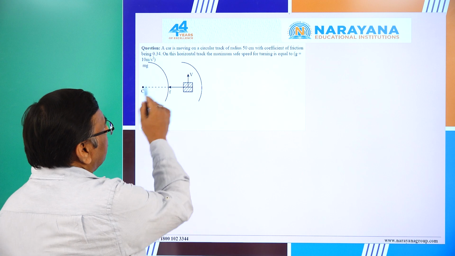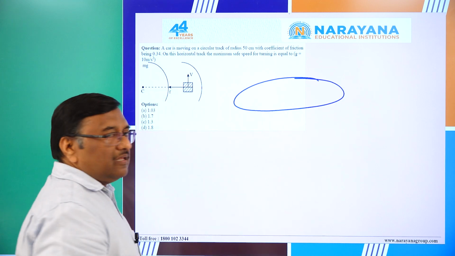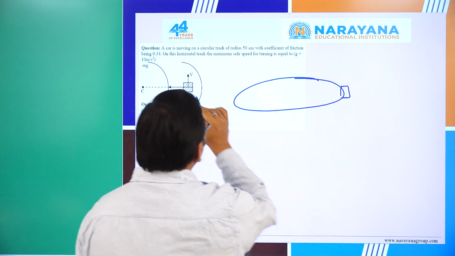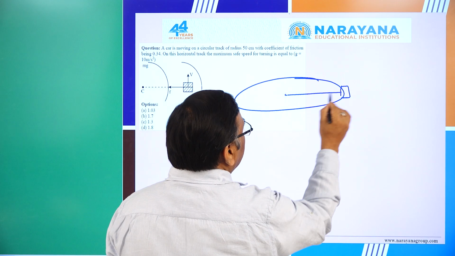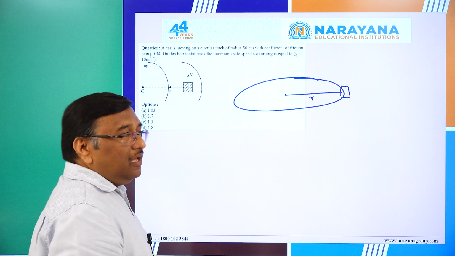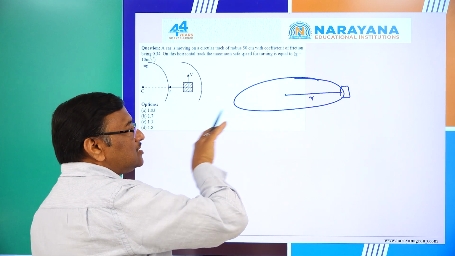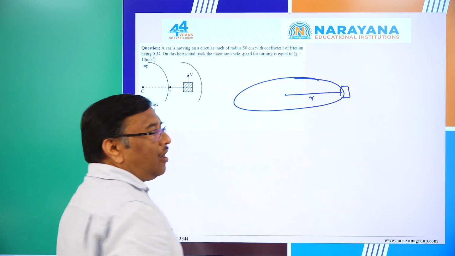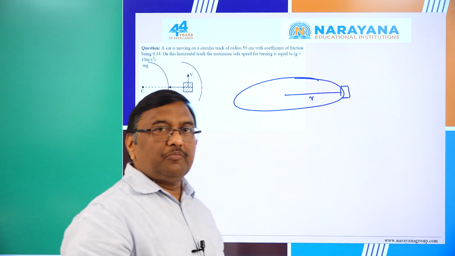Since this body is moving on a horizontal track, if you consider this body moving on a horizontal track in this manner, suppose at any instant my body is here. This is the radius of the circular track, r. If the body is moving on a circular track, there is some centrifugal force, if you look with respect to this frame, acting in the outward direction. This force will try to move this body away from the center.